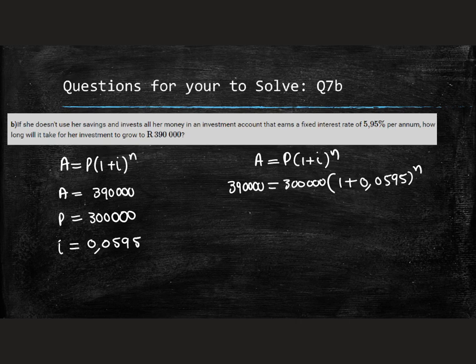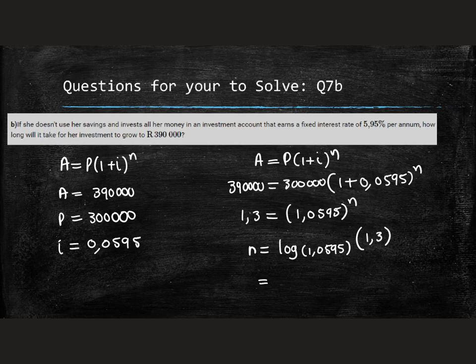390,000 divided by 300,000 leaves us with 1.3. And inside the brackets, we've got 1.0595 to the power of n. If I convert from exponential form into log form, n is equal to the log of the interest rate component and the quotient of the future value divided by the present value. So n is equal to 4.539. So about 5 years is how long it would take for her money to grow.